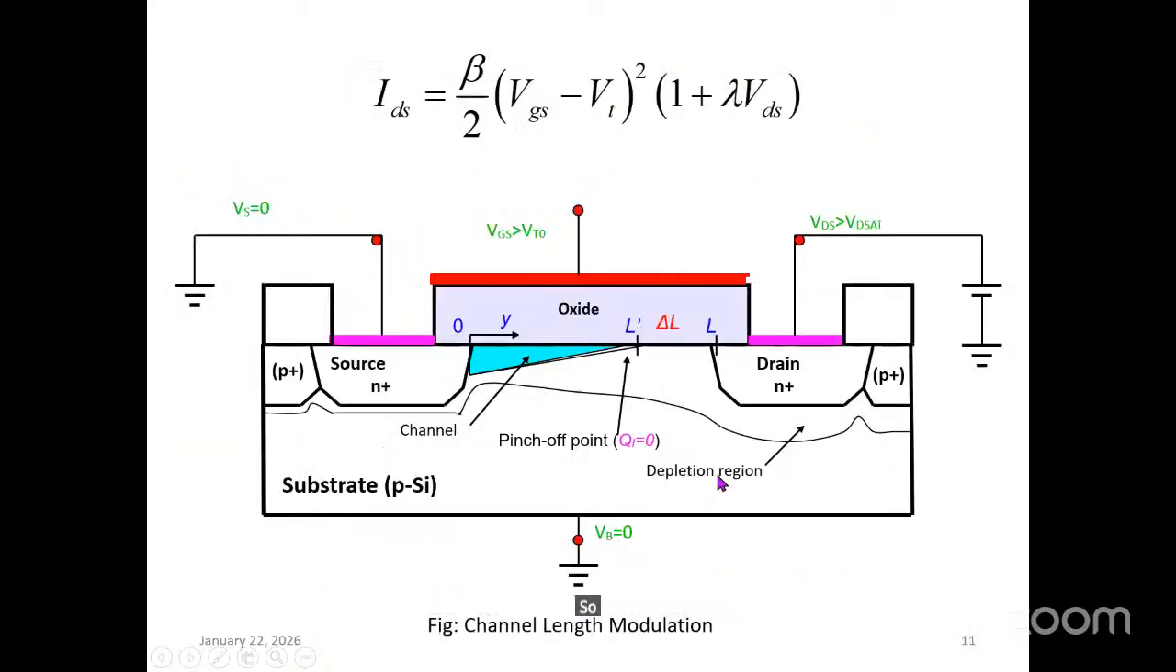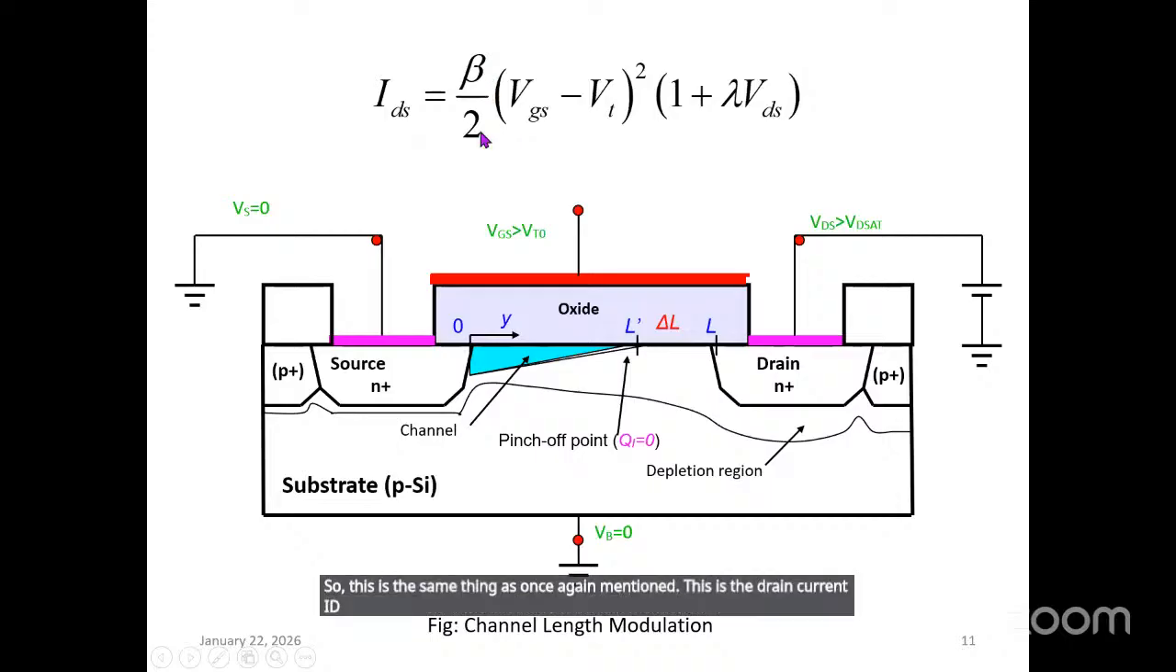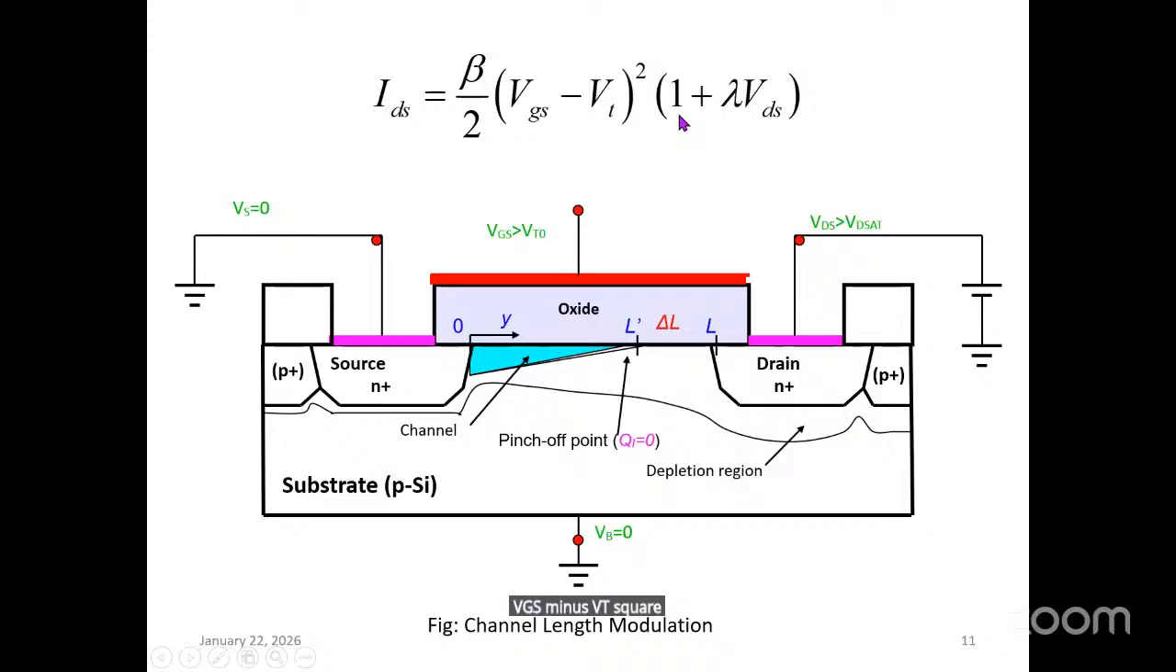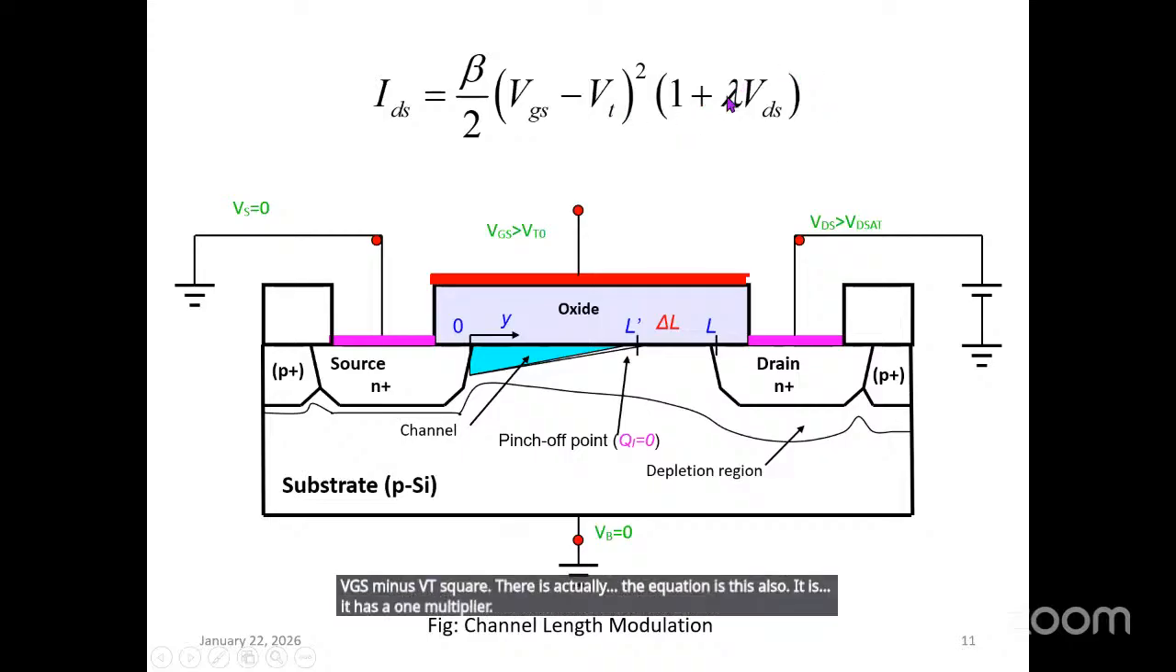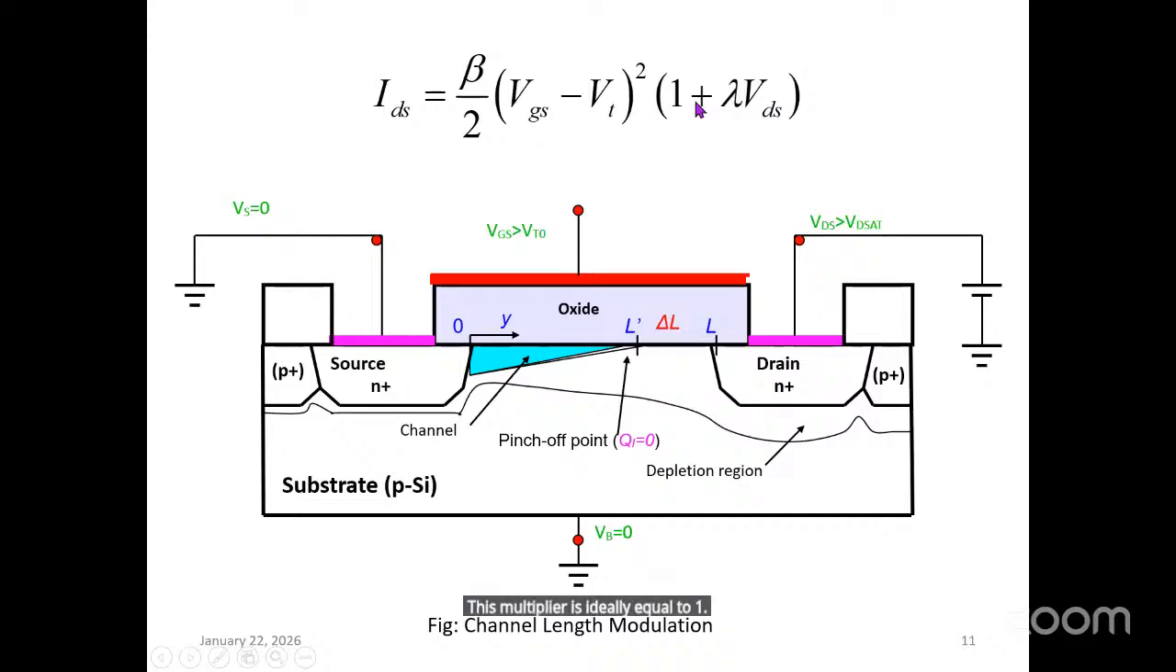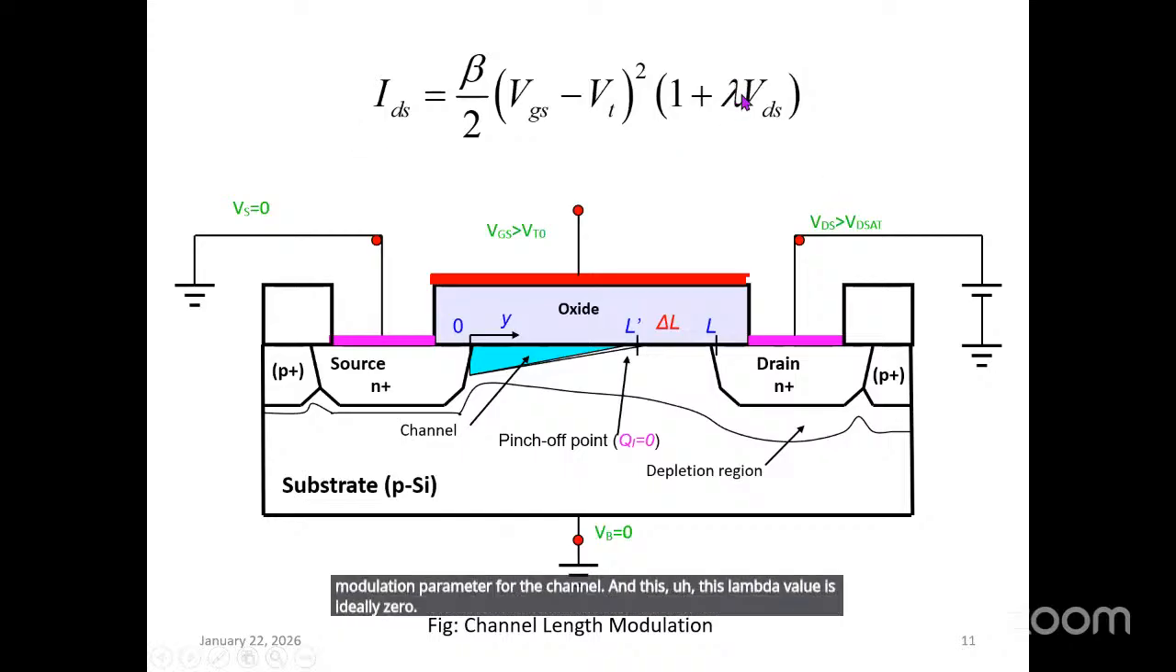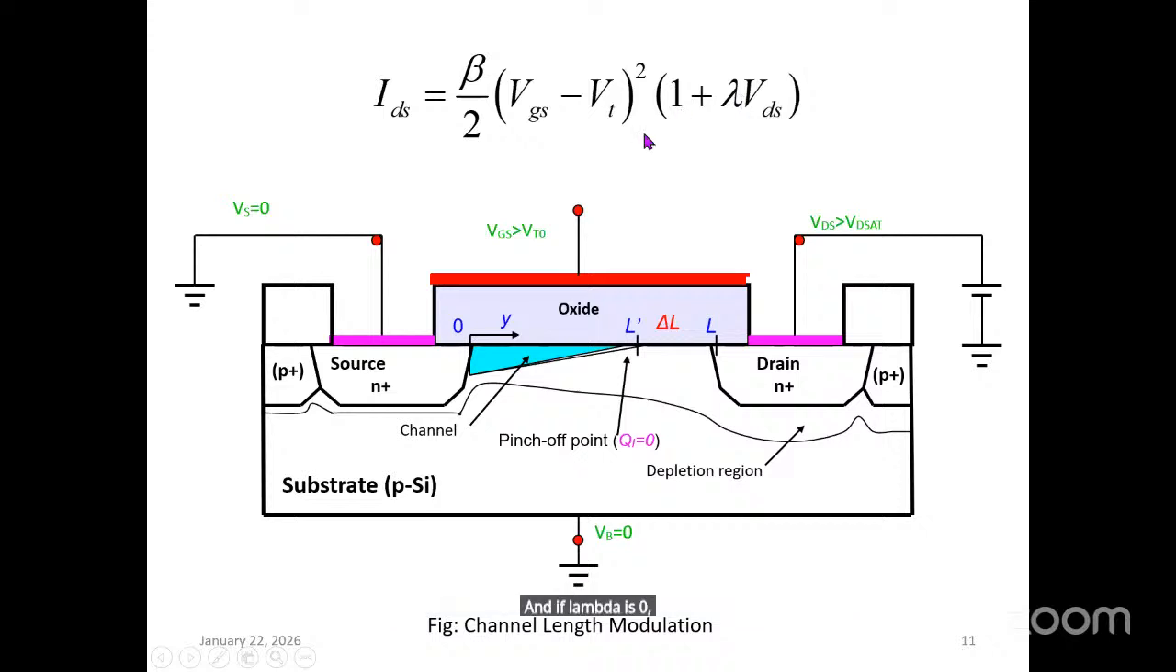So the same thing is once again mentioned. This is the drain current ID in the saturation region, called beta by 2, (VGS minus VT) square. The equation also has a multiplier, which is ideally equal to 1. The second term is 1 plus lambda VDS, where lambda is the modulation parameter for the channel. This lambda value is ideally 0, and if lambda is 0, the bracket value becomes 1, and the equation remains the earlier equation of the previous slide.